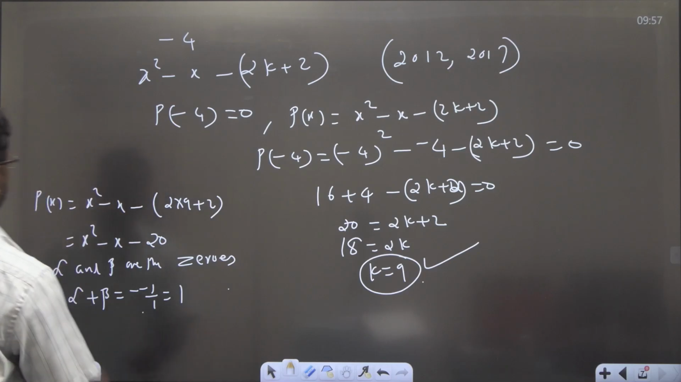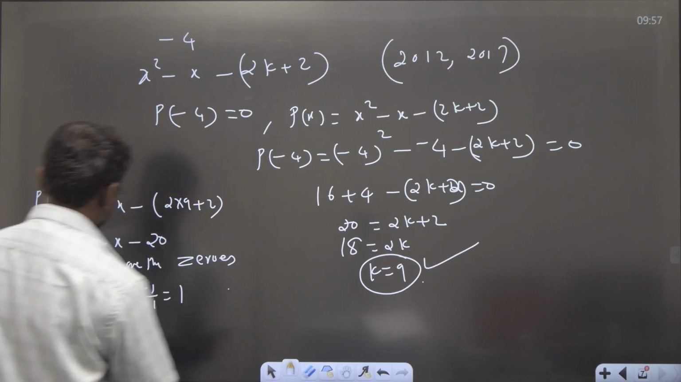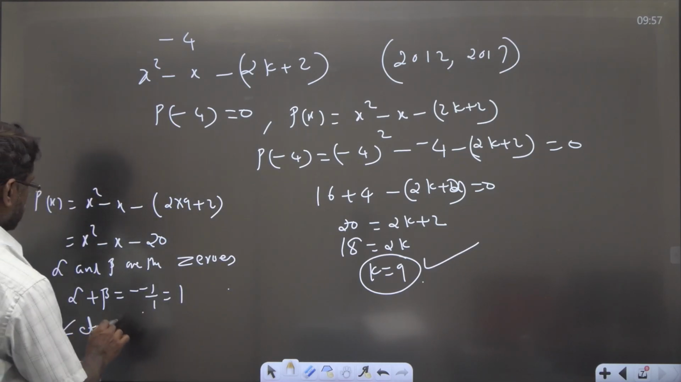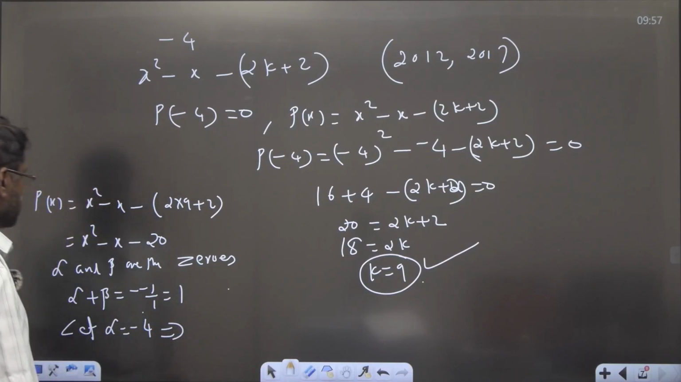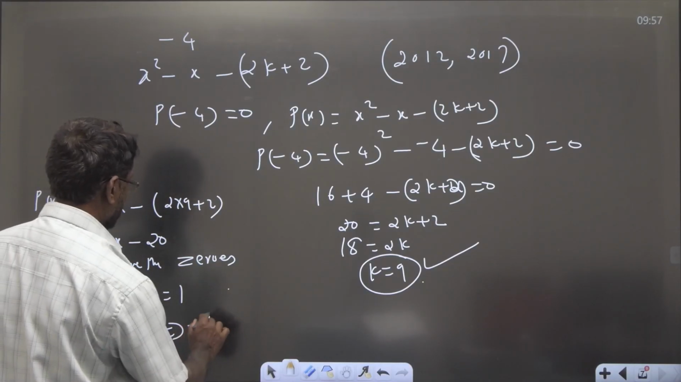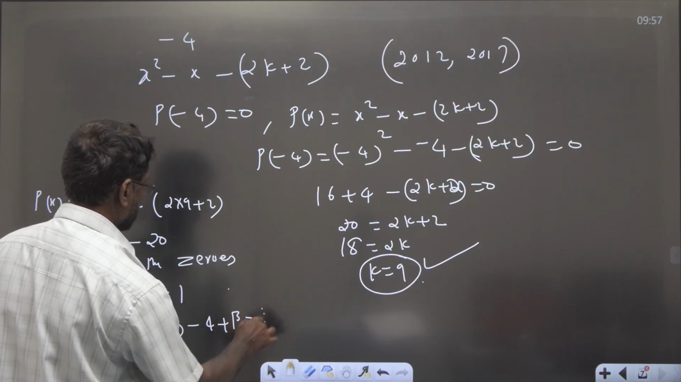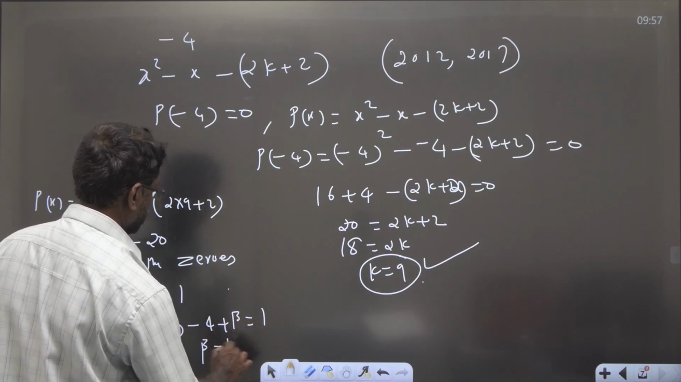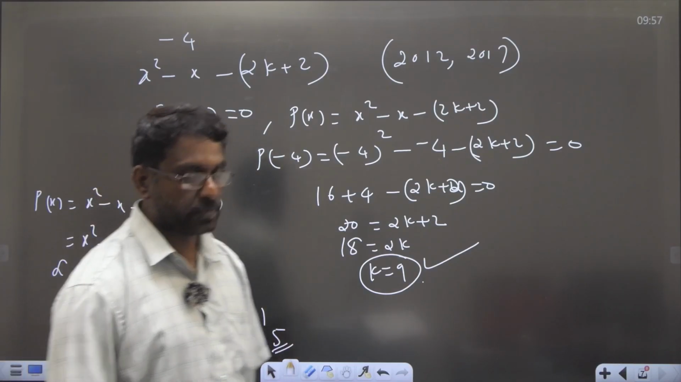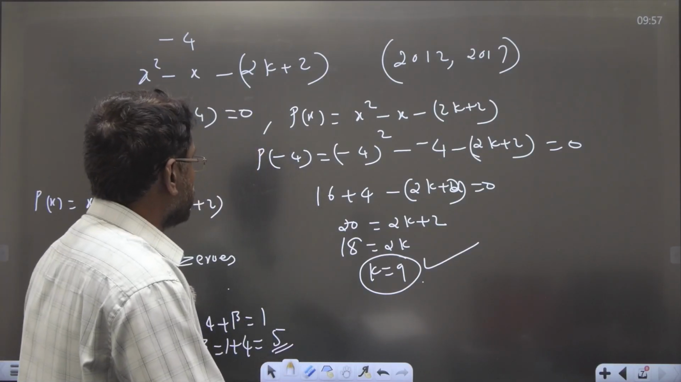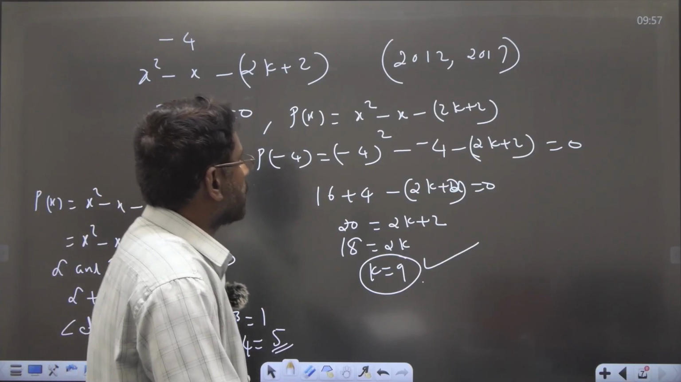Let alpha is equal to minus 4. This is simple, we have to find beta. That is minus 4 plus beta is equal to 1. Therefore, beta equal to 1 plus 4. That is, the other root is 5. So both parts are completed.